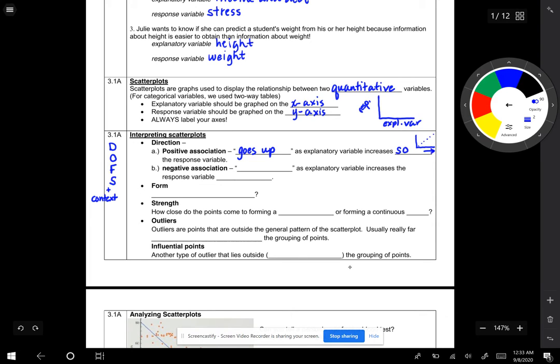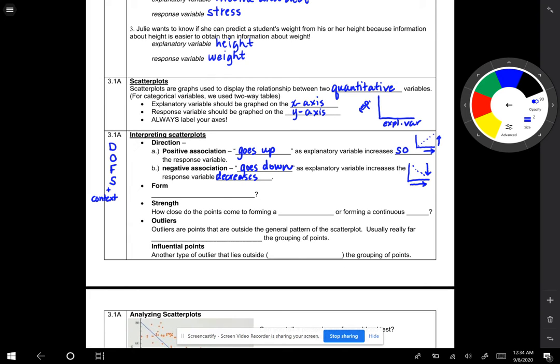So as the explanatory variable increases, so does the response variable. A negative association, and you can kind of think of that as a negative slope, goes down. As the explanatory variable increases, the response variable decreases. And this would be the picture. So as the variable goes to the right, the explanatory variable increases, and the response variable decreases.